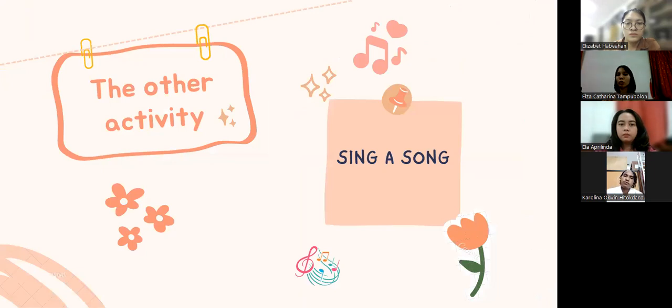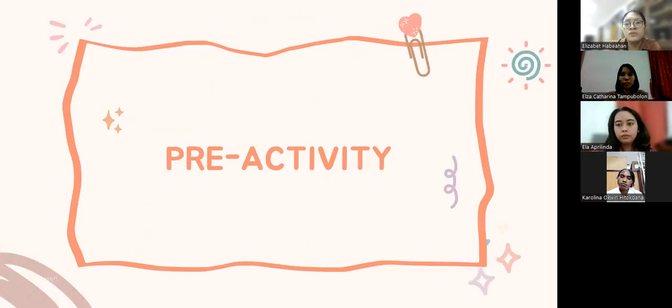We also choose another activity that we think is effective for teaching vocabulary to young learners. The activity is sing a song. The reason we choose this activity is that students can understand vocabulary more easily, and students know how to pronounce it correctly through a song. So the activity we choose is not only to improve students' vocabulary acquisition, but also can improve their speaking skills. Before the main activity, we will do a pre-activity. Next.